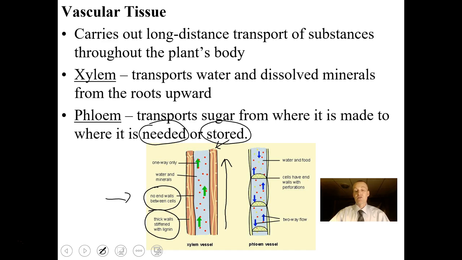If you take a look down here at this graphic, notice that phloem has a two-way path. So we don't have just a one-way path; the nutrients and water can flow in both directions. In between each of the cells, there are little plates. If you were to look at these plates from the top view, there would be little holes all over those plates that the substances can actually go through. Those are not seen in the xylem.